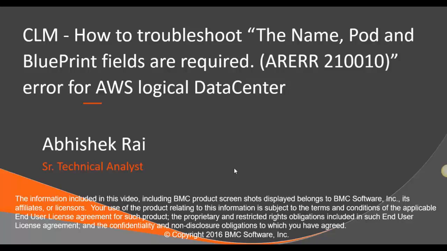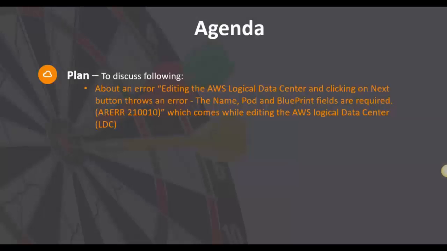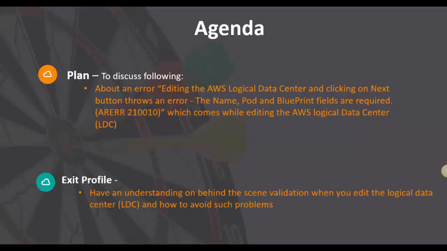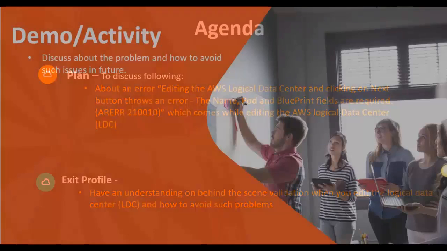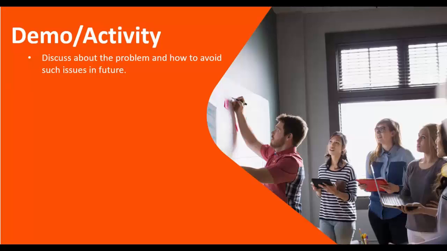Today I'm going to talk about how to troubleshoot the "Name, Pod and Blueprint fields are required" AR error 210010 for AWS Logical Data Center. The plan is to discuss this problem and the problem area, and how you can avoid this problem happening again and again. Once you go through the steps, you will have an understanding of the behind-the-scenes validations when you edit the logical data centers and how to avoid such problems. During the demo, we will discuss the problem and how to avoid such issues in the future.